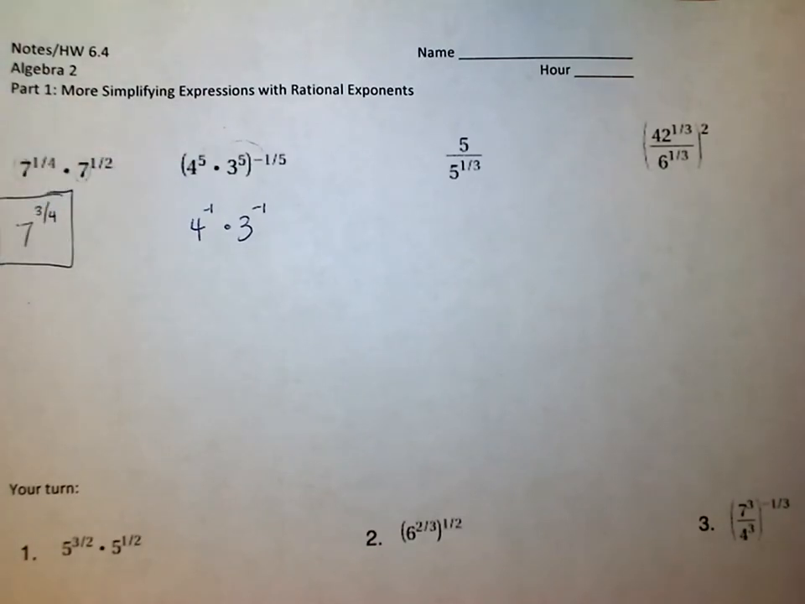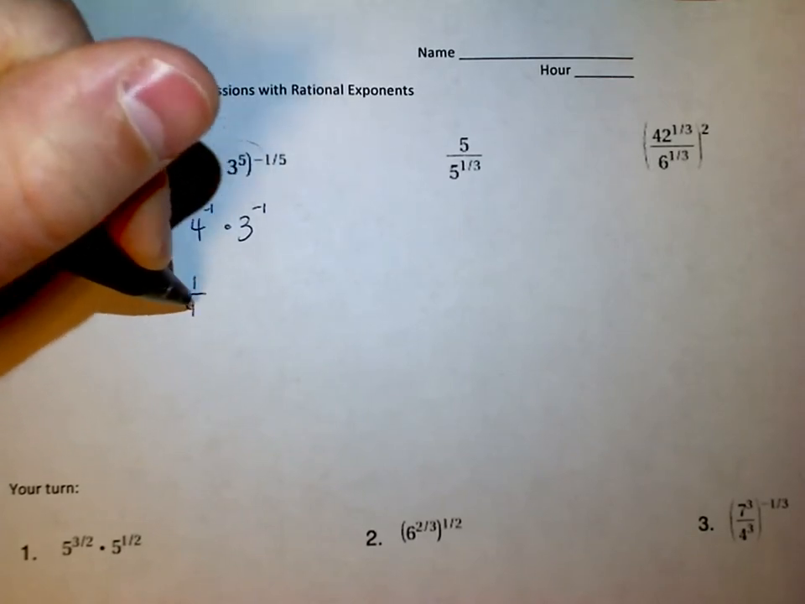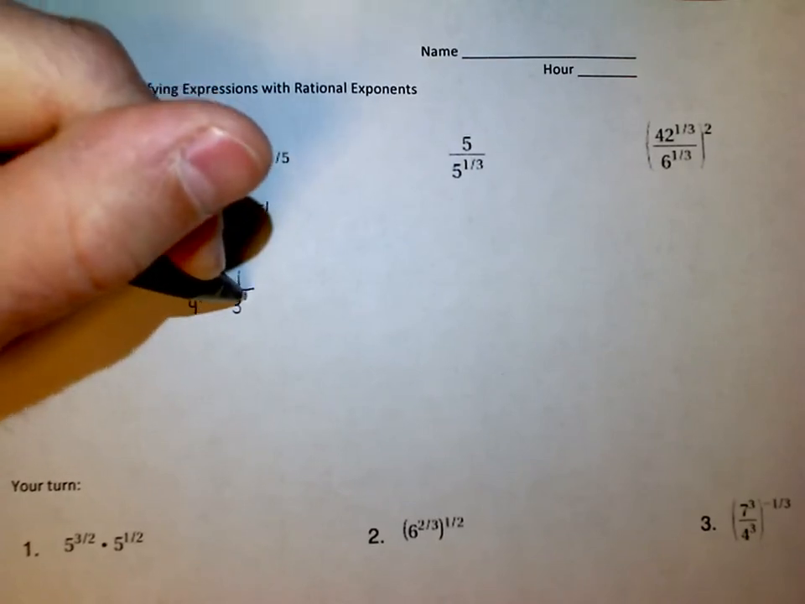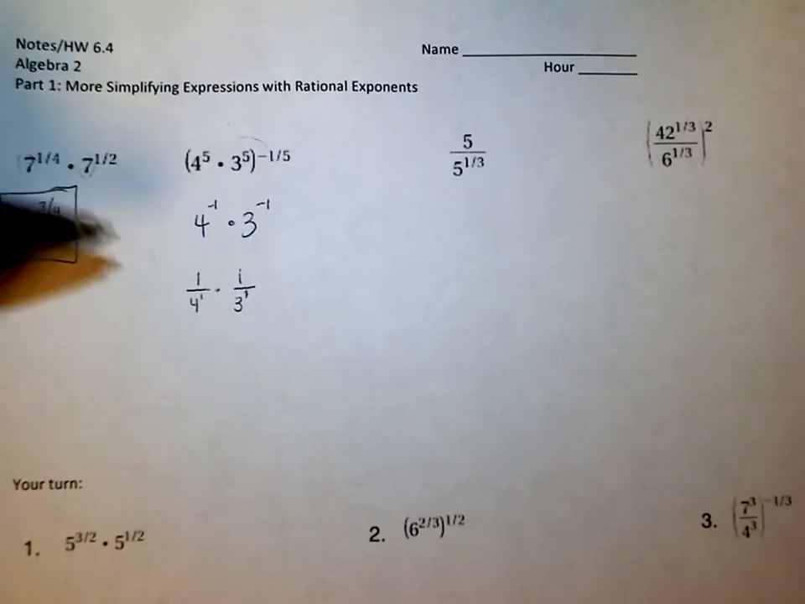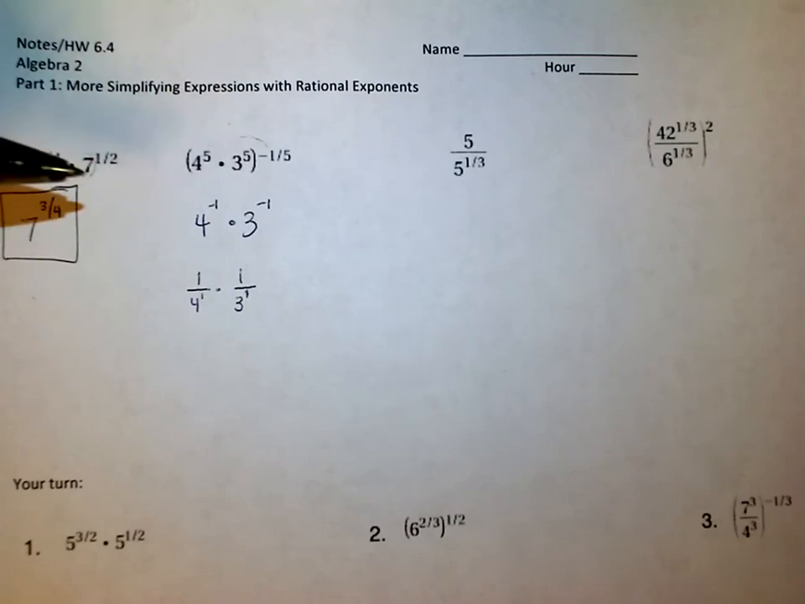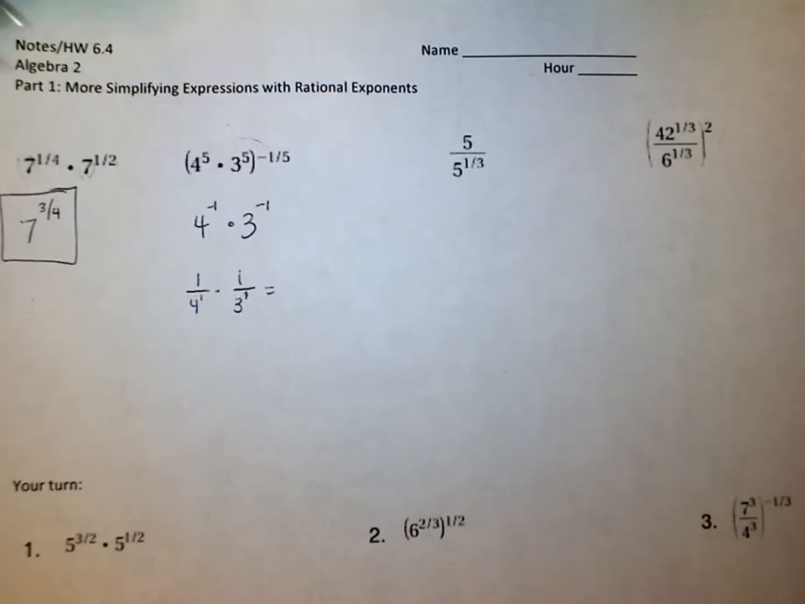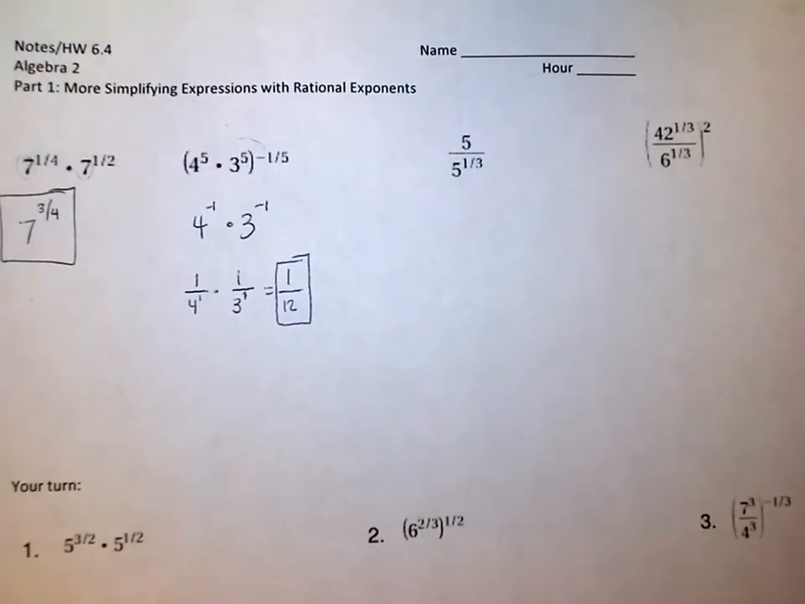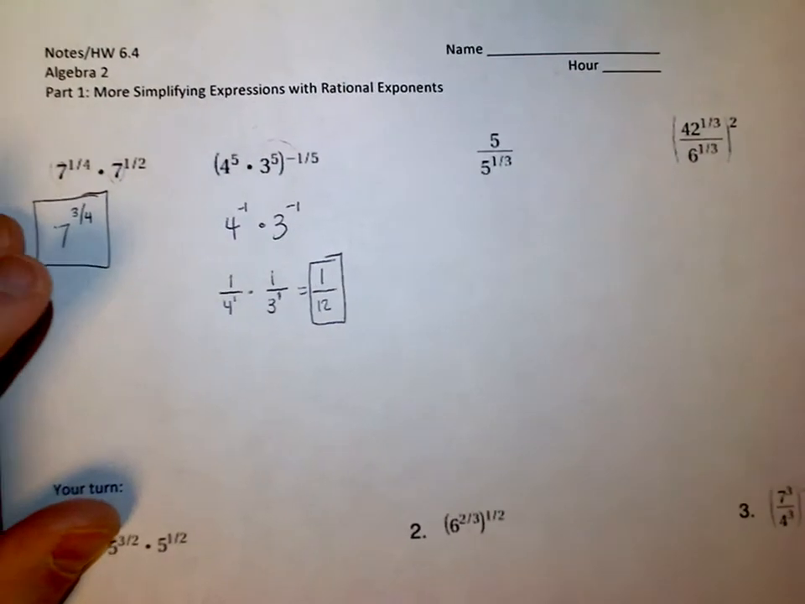Now it's a matter of knowing what a negative exponent is. Remember, we can flip that to the bottom of a fraction and make it a positive exponent, and we can flip this one to the bottom of the fraction and make it a positive exponent. And 1/4 times 1/3, you just multiply straight across. 1 times 1 on the top is 1, and 4 times 3 on the bottom is 12. It's 1/12.